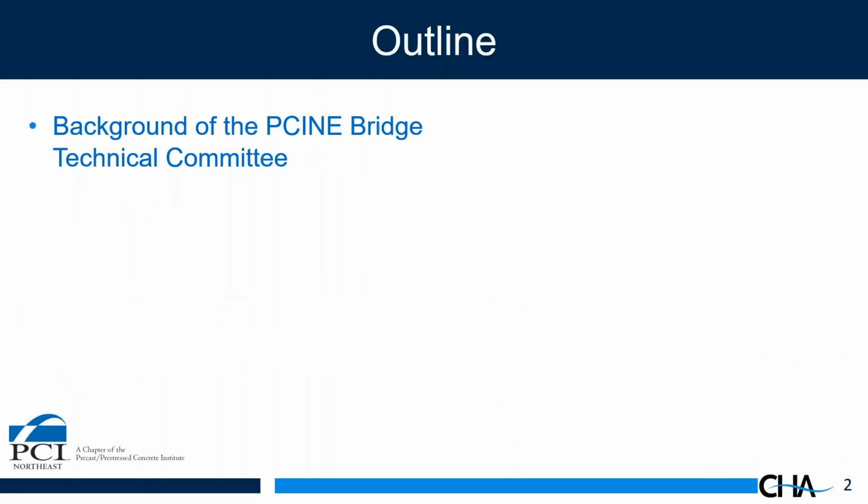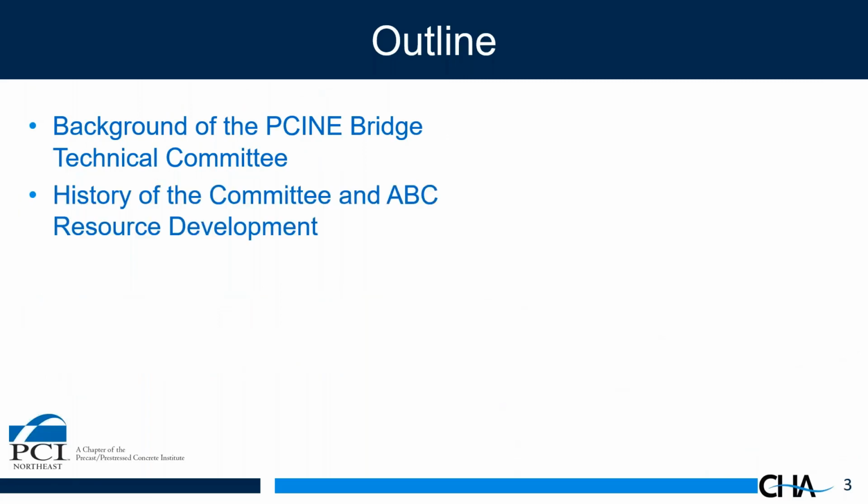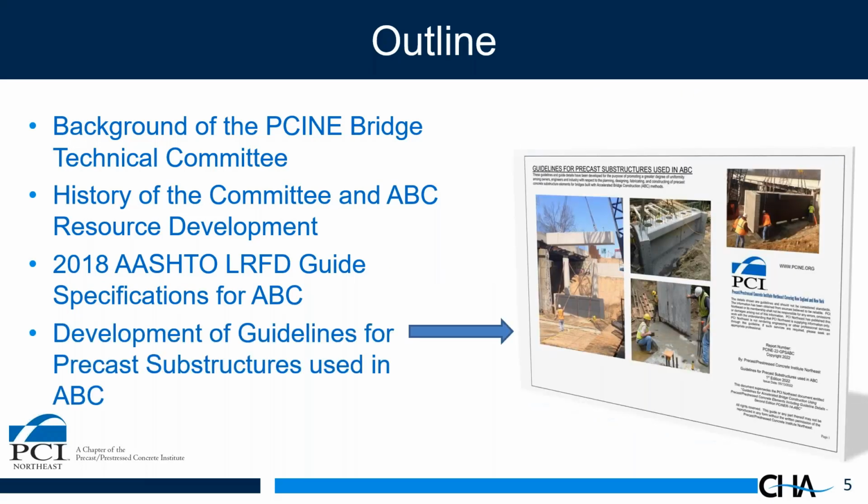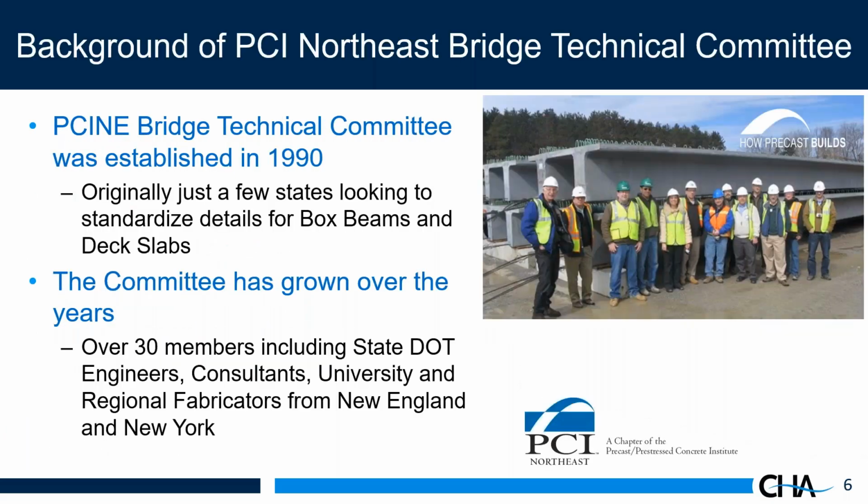The outline of what we're going to cover today is the background of the committee, where the committee started and where we've come. The second thing we'll talk about is a little bit of the history of the committee and some of the ABC resources that are developed. Then we'll dive into the main topic of today's presentation, the 2018 AASHTO LRFD guide specifications for ABC. And then we'll dive into the guidelines for precast substructures used in ABC that was prepared by the committee. I'll turn it over to Rita now to talk a little bit about our committee.